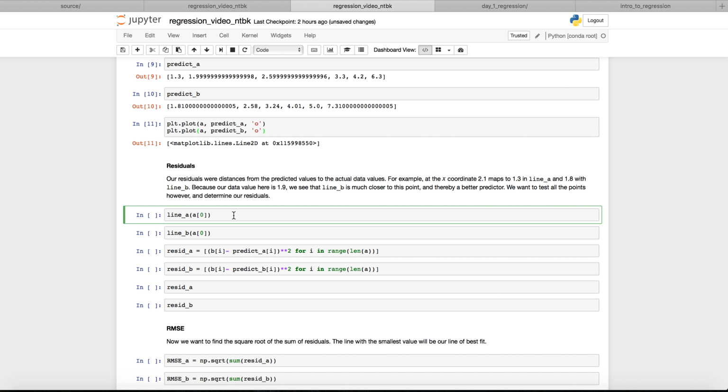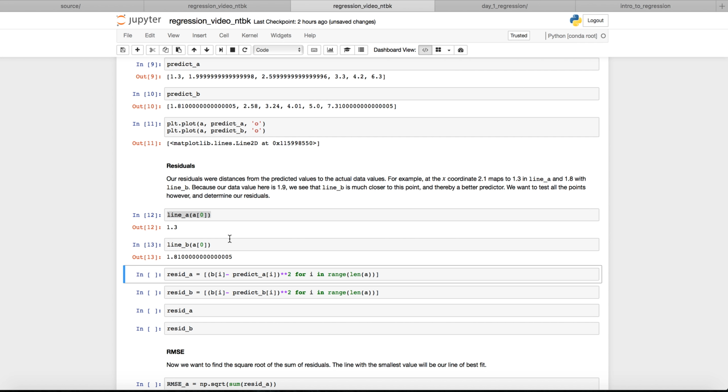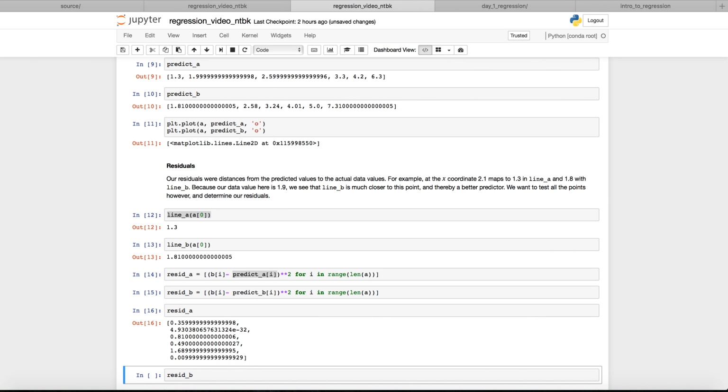Reminder about our list notation. Remember, a of 0 means the first element in that list A. That's the first x coordinate, first y coordinate, first y coordinate on line A, first y coordinate on line B. What I'm going to do is take the difference between the actual y coordinate, which is our list B, and those predictions, and square them. And that's what I'm going to call the residual. So I'll get the residuals for both of those.